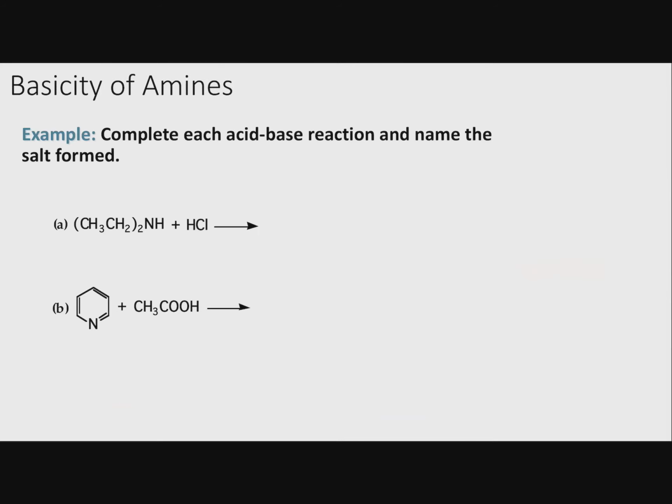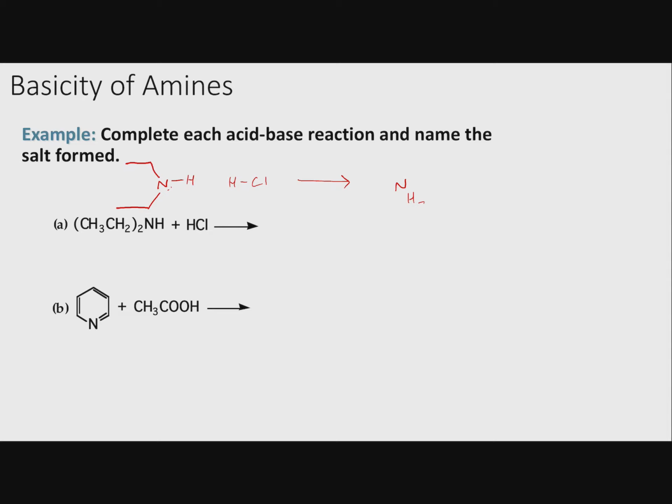So let's do some examples. Here we have some amines, and we're just going to react them. This is a secondary amine, right? If you wanted to show that, this is a nitrogen with a CH2CH3, CH2CH3, and a hydrogen. This is going to react with HCl to gain that hydrogen. Remember, there's a lone pair on that nitrogen.